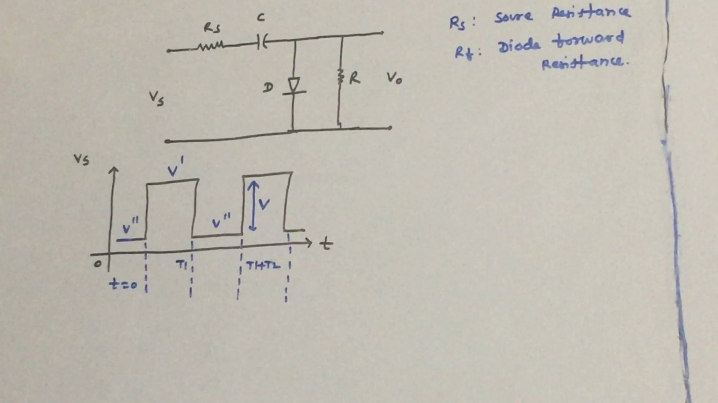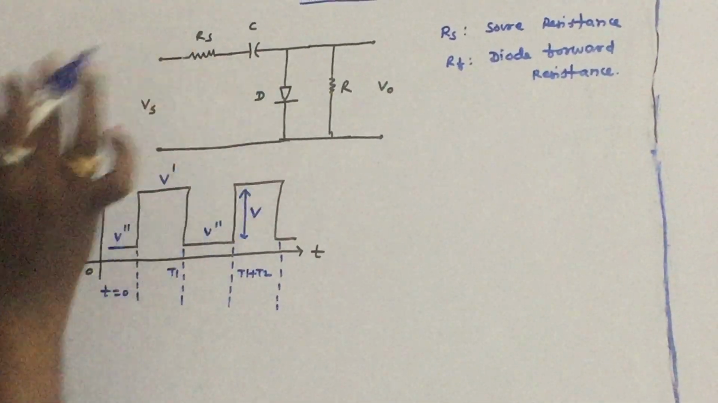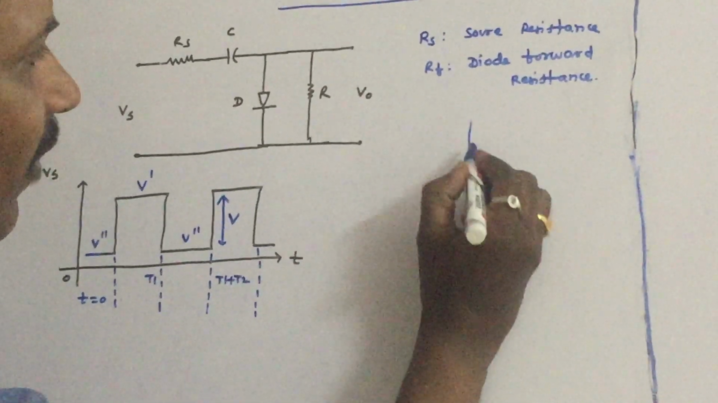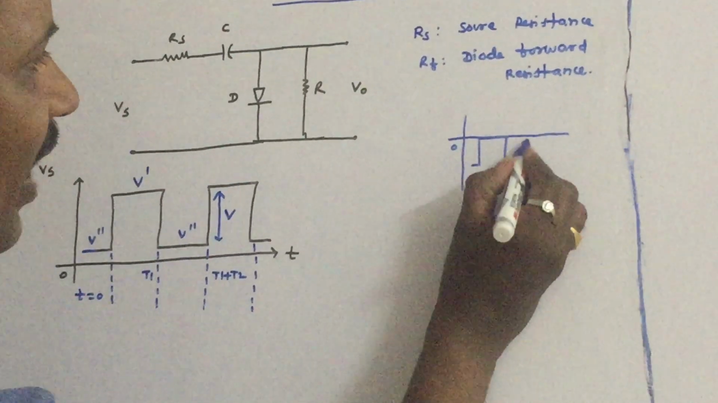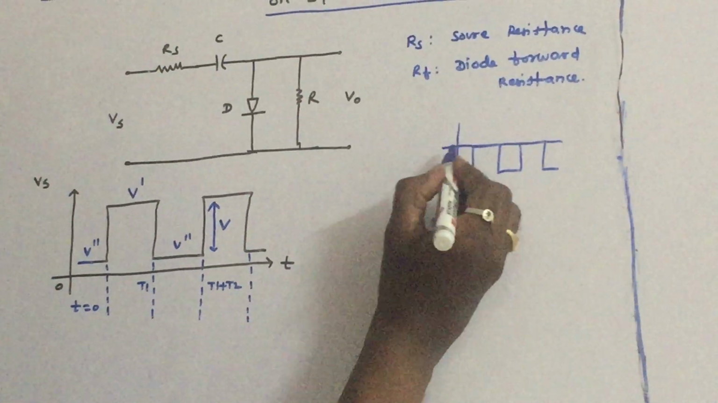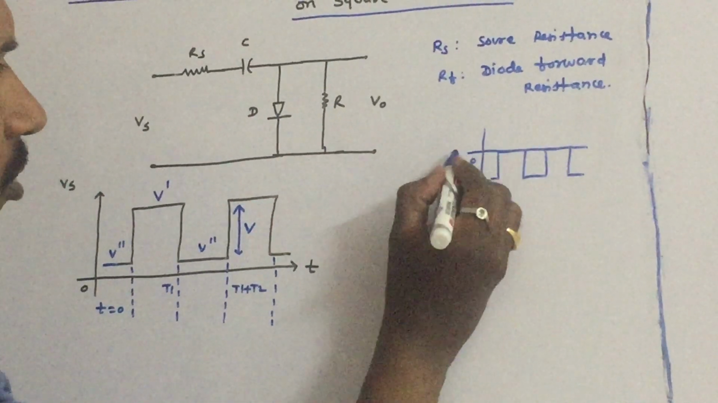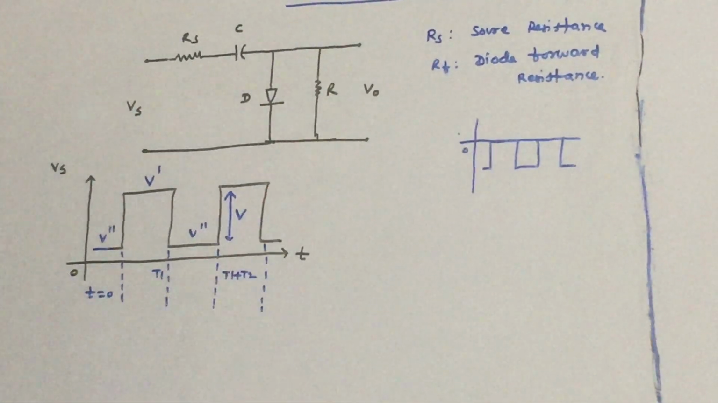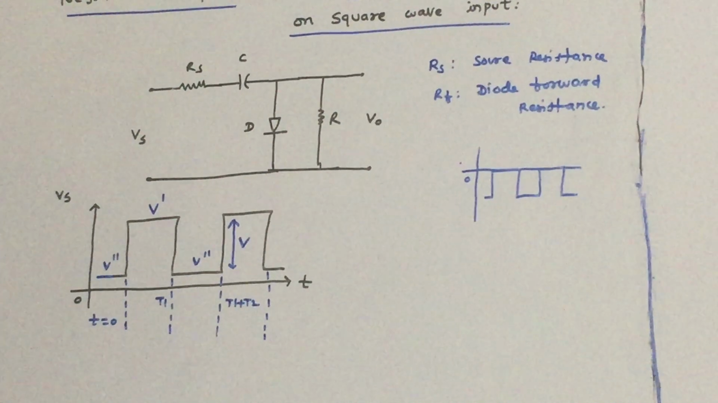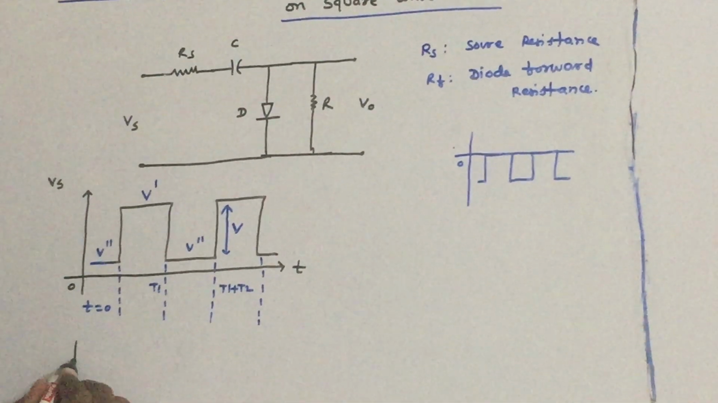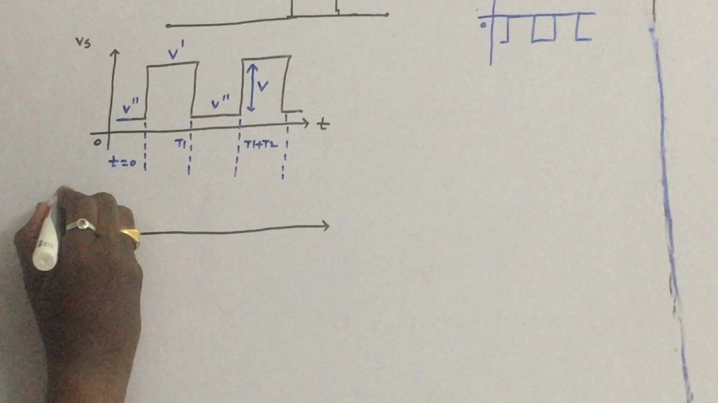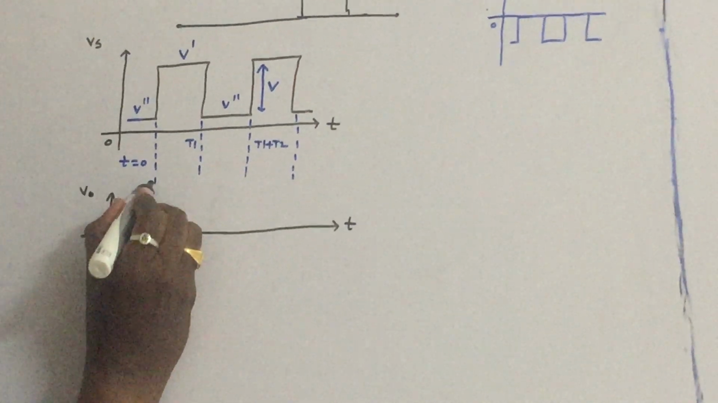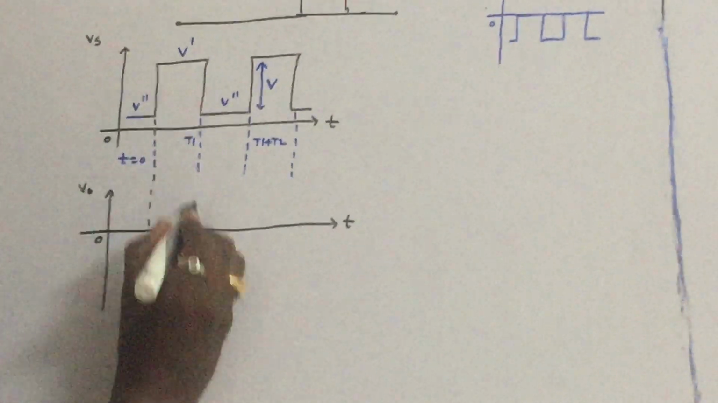So this is the circuit. When we apply such an input to the circuit, since it is a negative clamper, ideally we expect this kind of output when a square wave input is given: the positive peak is clamped to 0. So this kind of waveform we ideally expect. But because of the source resistance and diode forward resistance we have taken into account, the nature of the output will be like this. So this is 0, and this is V0, output voltage versus time.